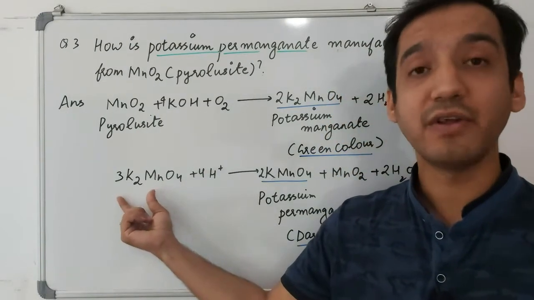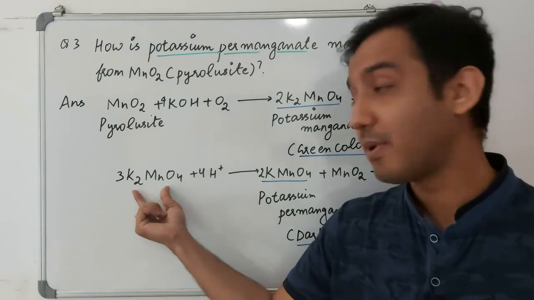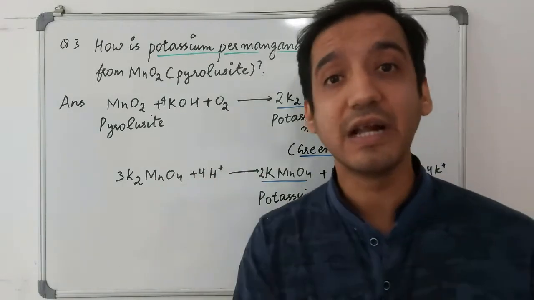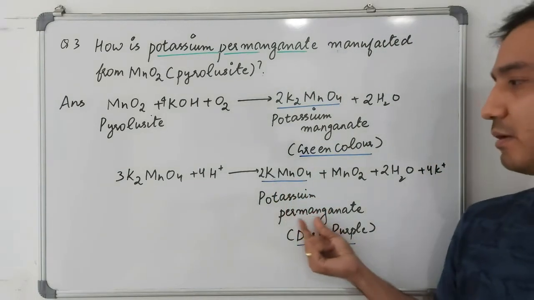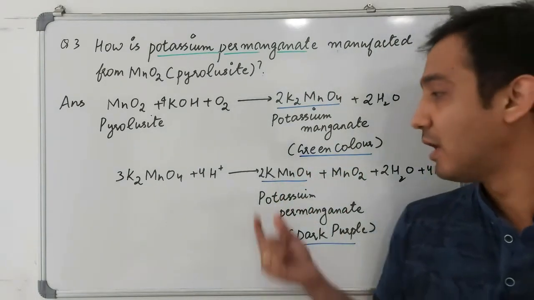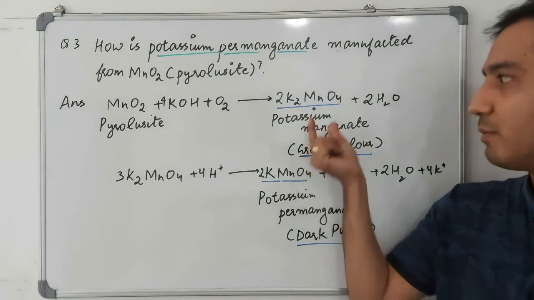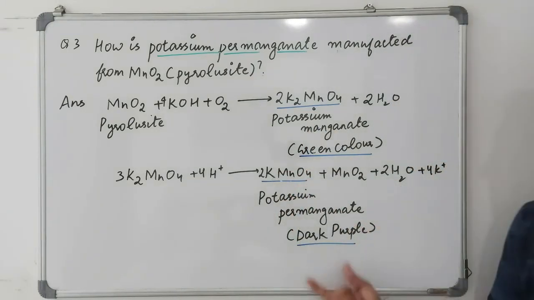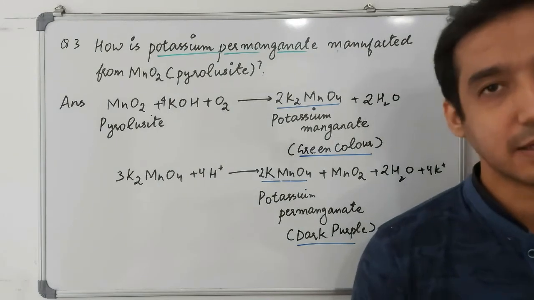Now what you have done, you have taken potassium manganate plus acid. You can take any acid. So it will react and result in formation of potassium permanganate. In potassium permanganate, the ion is MnO4 negative. So potassium permanganate is formed plus MnO2 and H2O. This compound is dark purple in color.